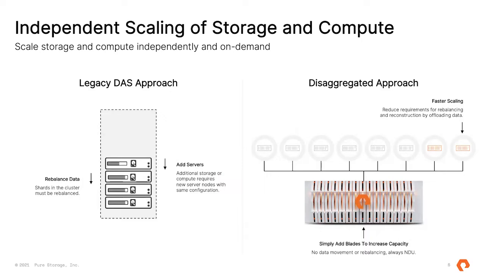And the second key way that we can simplify these environments is disaggregation. And what that means is independently scaling, operating, and managing your applications, your compute, and your storage and data. When you scale them independently, you operate them independently, what you're effectively doing is moving from a direct attached storage or a converged architecture to a disaggregated architecture.